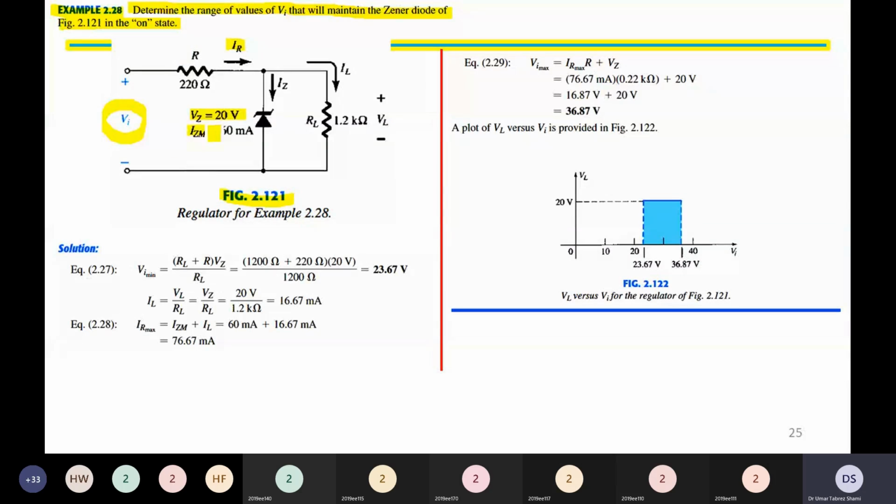and the IZM, the maximum current that can pass through the Zener diode, is 60 milliampere, whereas the current flowing through the Zener diode is represented by IZ. Then we have a load resistance of 1.2 kilo ohms, and the current flowing through it is called IL. We have to determine the range of input voltage that will maintain the Zener diode in the on state.